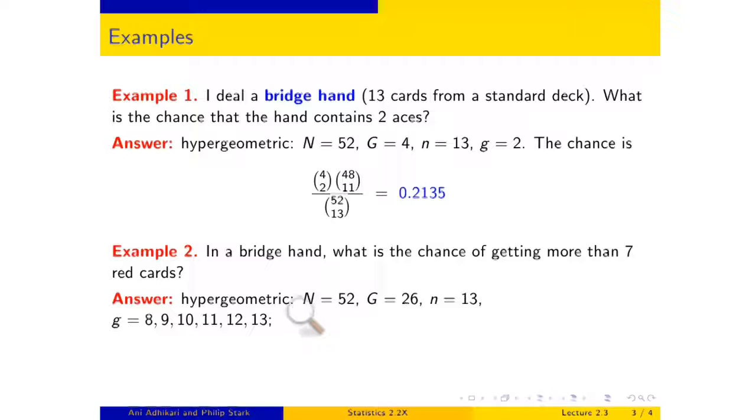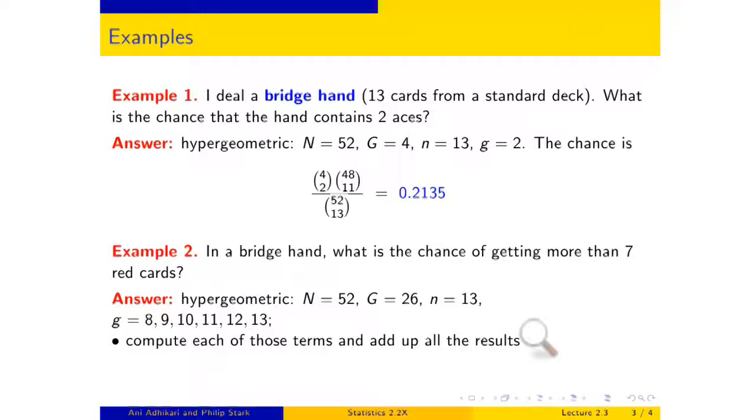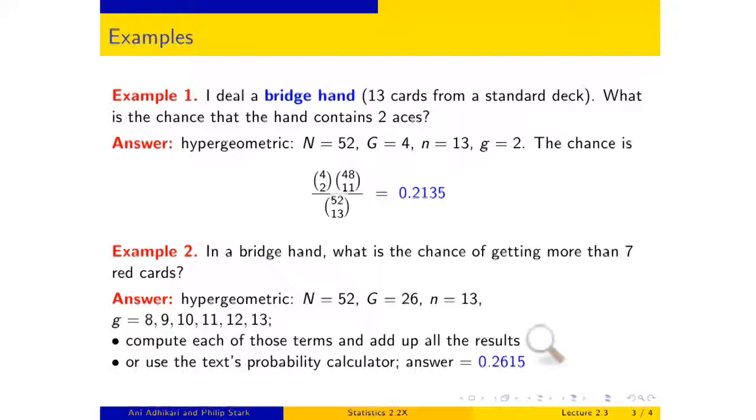So how do I do this? Well, I have 2 methods. Either I add up all of these terms, so find this one using the hypergeometric formula, this one using the formula, this one, and so on, and then add them up, which seems to be a little bit of a tiring move. Or I can go to my trusty probability calculator in the text and just plug in N is 52, G is 26, little n is 13, and then your variable is greater than or equal to 8 and less than or equal to 13, and you will see 26.15%. Not so difficult.